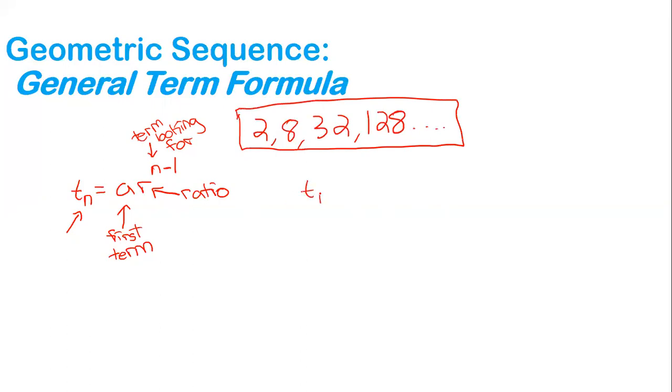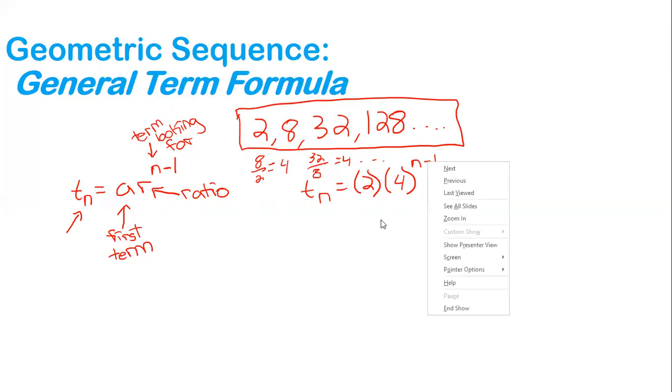So t sub n is equal to a, which is our first term. Our first term is 2. Multiplied by the ratio. So to get the ratio, we divide the second term by the first term, the third term by the second, and so on. So to get the ratio, 8 divided by 2, 32 divided by 8, and so on. So our ratio is 4. And our ratio is raised to the n minus 1.